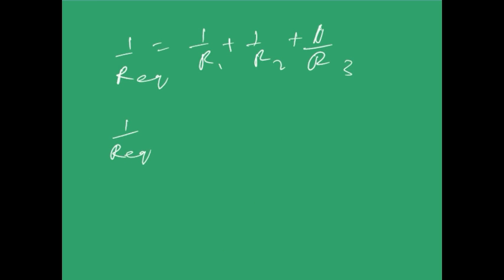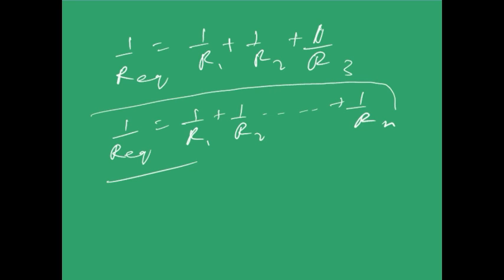If I have n resistors, the formula will be 1 by R1 plus 1 by R2 till 1 by Rn is equal to 1 by R equivalent. So this is the formula. Hope everything is clear till now.